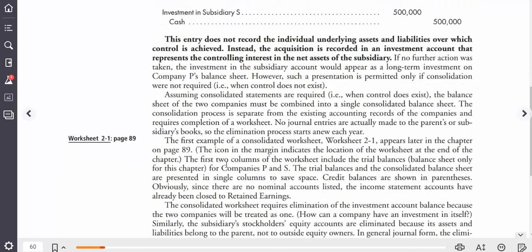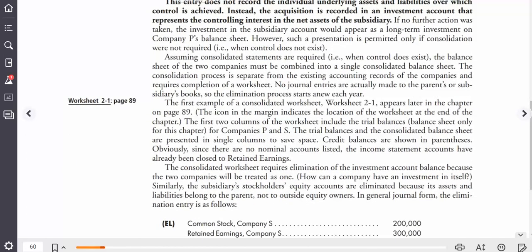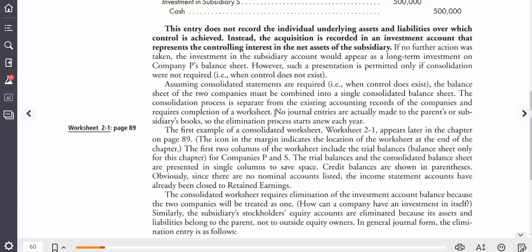So we're not going to do a journal entry that goes into the books. As you can see here, it says no journal entries are actually made to the books. Instead, we go through what they call the consolidation process. They say elimination process here. They're going to have to do this every year, where they show, I guess you could say, a third set of books: the parent's, the sub's, and then a consolidated set of books. To do that, we're going to use a worksheet.